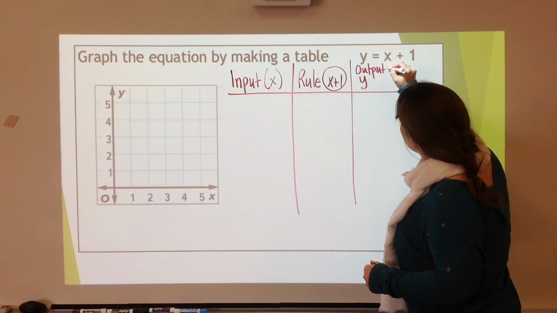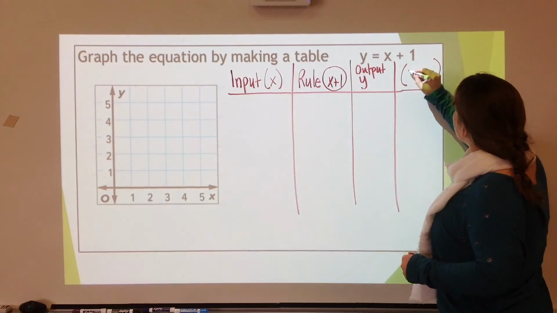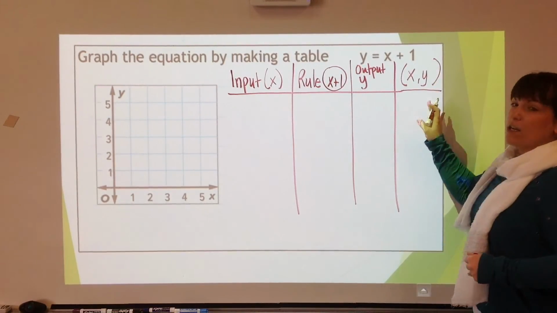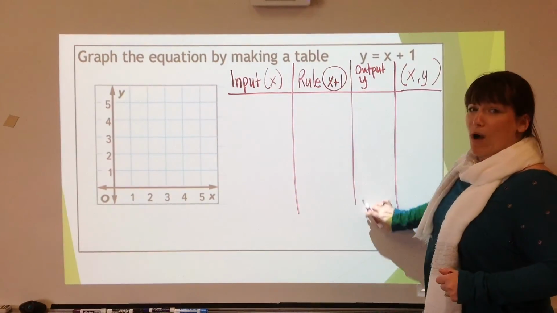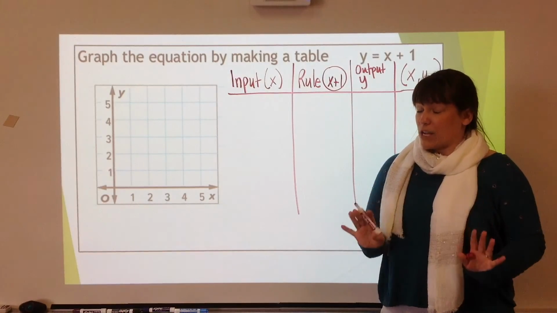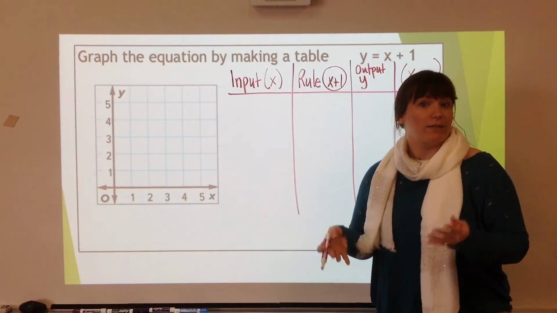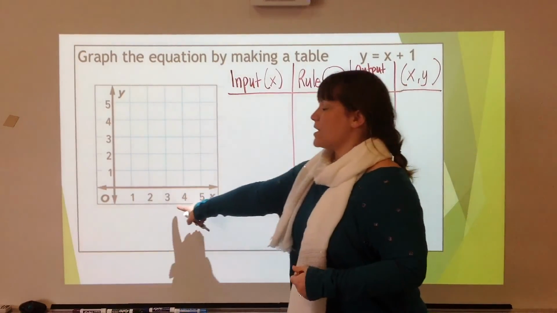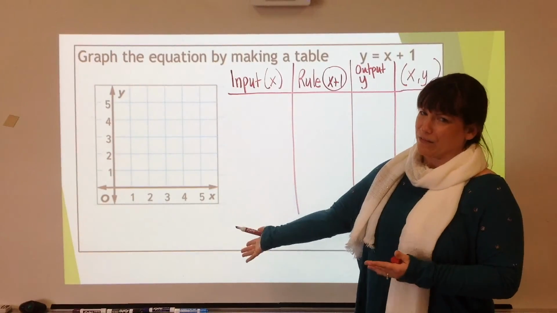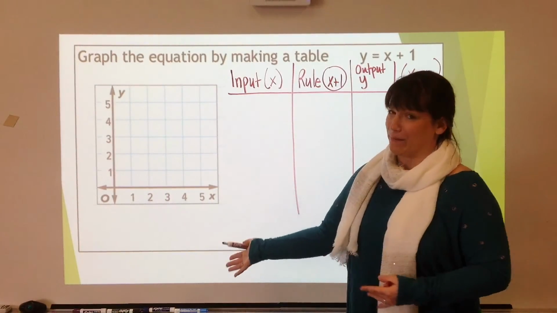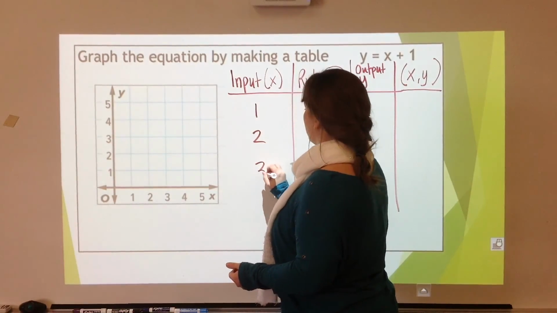Just going to write that above. And then our last column, just like in our first video, we have to have a list of our ordered pairs. We get those from the x column and the y column. Now we have our table set up. We can pick whatever numbers we want for this problem. Looking at our graph though, I'm not going to pick a large number because I don't have enough space to graph that on the one that I've been given. So I'm going to start and do 1, 2, and 3.